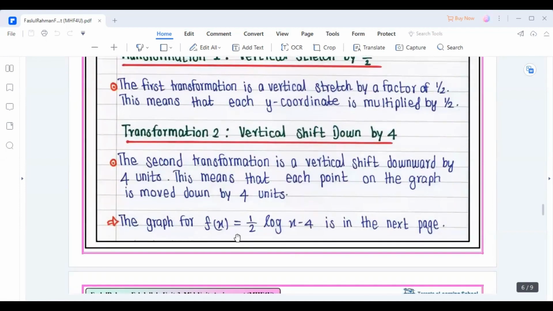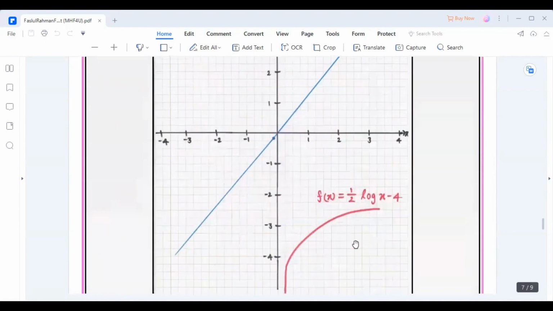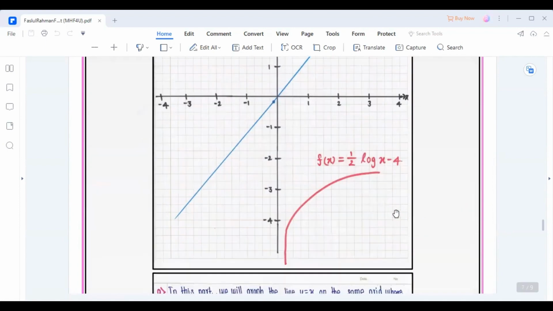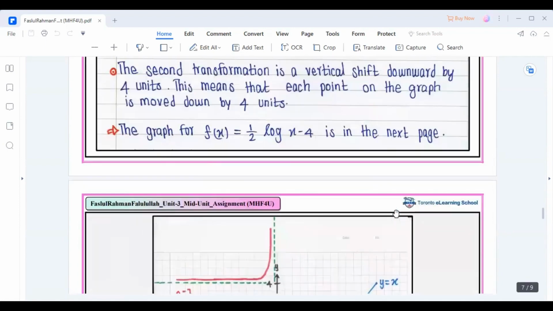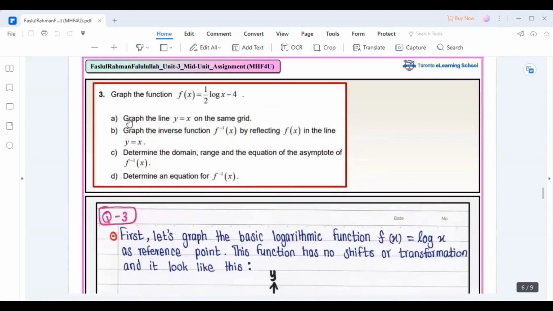The graph for f(x) equals half log x minus 4 is on the next page. So here we can see the graph f(x) equals half log x minus 4. So part A asks us to draw the graph. A says graph the line y equals x on the same grid.